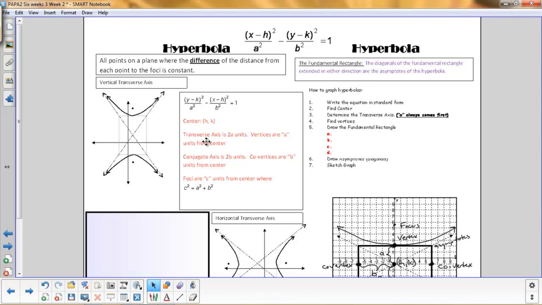The transverse axis, as I said, was your major axis, and is a. Your conjugate axis is your minor axis, and is b. And notice that you're going to subtract b squared from a squared, where it was an addition with the ellipse before.